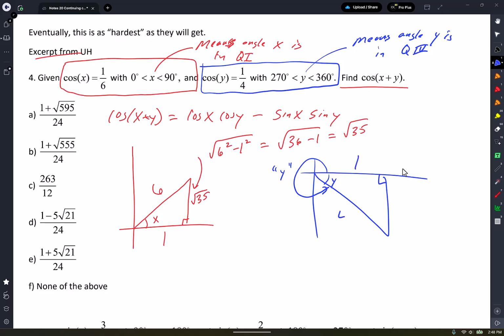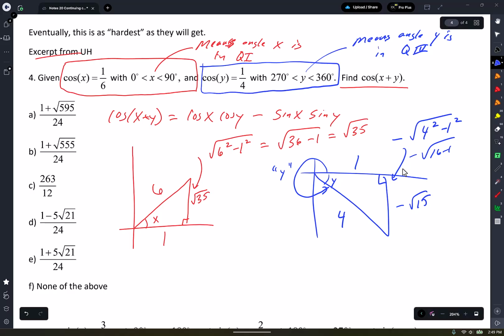So 1, 4. So to get this segment, it's going to be a negative square root of 4 squared minus 1 squared. Chop, why'd you put a negative in the front? Everything in quadrant 4, all the y values are always going to be negative. Not to be confused with the angle there. That's angle y. So 4 squared is 16. 1 squared is 1. What's the square root of 16 minus 1? Square root of 15. So leave it as negative square root of 15. We're still okay?